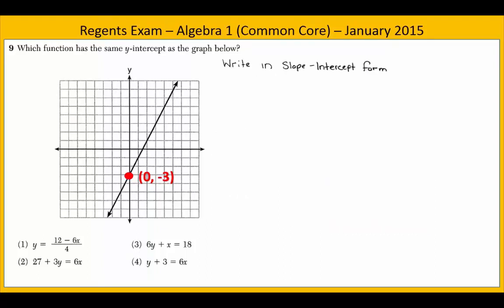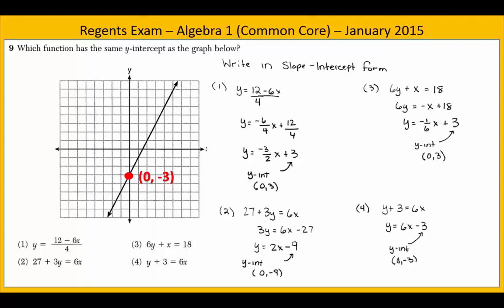Another option would be to take each of the given equations in the choices and write them in slope-intercept form. We can look at the equation once we have it in slope-intercept form and notice the y-intercept. The y-intercept should be -3. When I look at the choices, I notice that the only one that has a y-intercept of -3 is choice 4. And so choice 4, once again, is our answer.